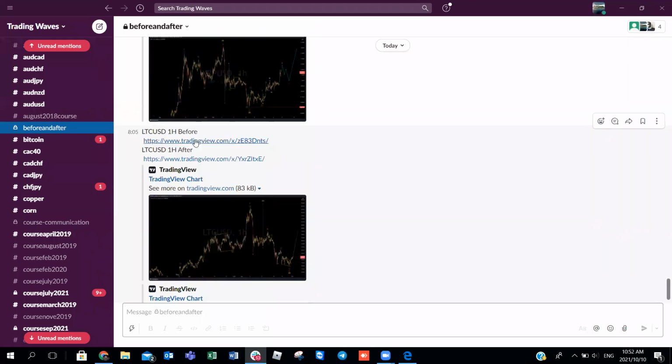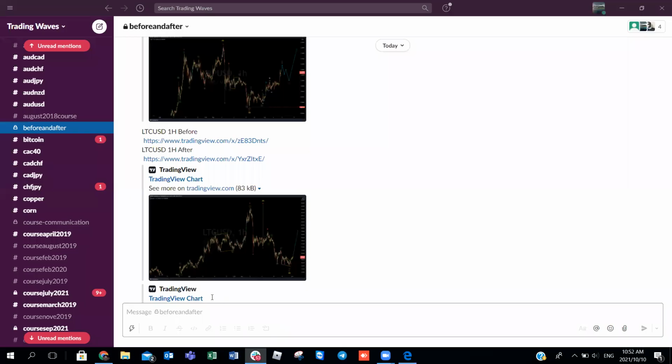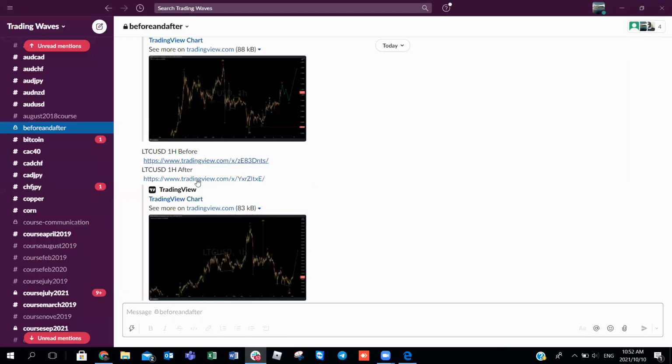So we've got Litecoin, all of them similar structures really. They're all showing similar structures. So Litecoin, this is wave 1, wave 2 here. So we're looking for this one to have broken out here to start the wave 3 here, all the way to the upside. How has Litecoin played out? Let's have a look. After, this is how it has played out.